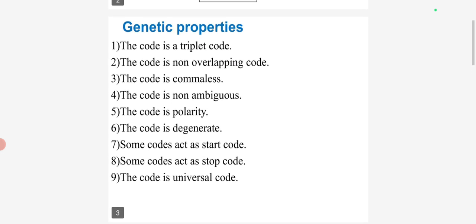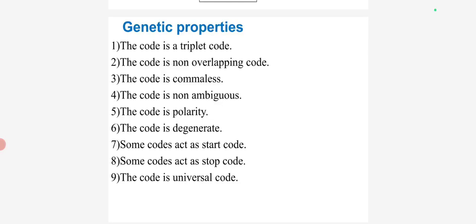Next one, genetic properties of codons. First, the code is a triplet code. Second, the code is non-overlapping. Third, the code is comma-less. Fourth, the code is non-ambiguous. Fifth, the code has polarity. Sixth, the code is degenerate. Seventh, some codons act as a start codon. Eighth, some codons act as a stop codon. Ninth, the code is universal.